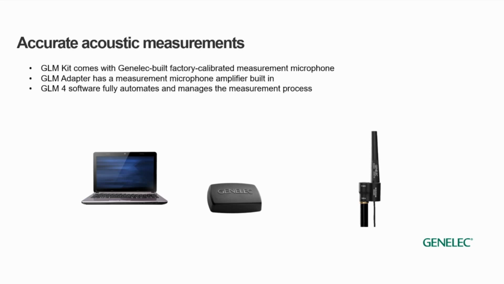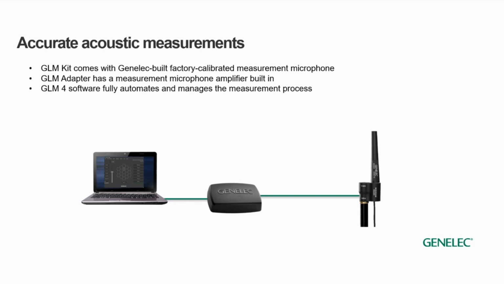The next thing we have to make sure is that we have an accurate measurement microphone. The GLM kit contains an adapter device and a measurement microphone. Both of these have been built and tested individually at the Genelec factory. Every microphone is individually calibrated. The adapter device contains a dedicated microphone, power supply, and microphone amplifier that has been designed to have very flat frequency response in order to be reliable for acoustical measurements.